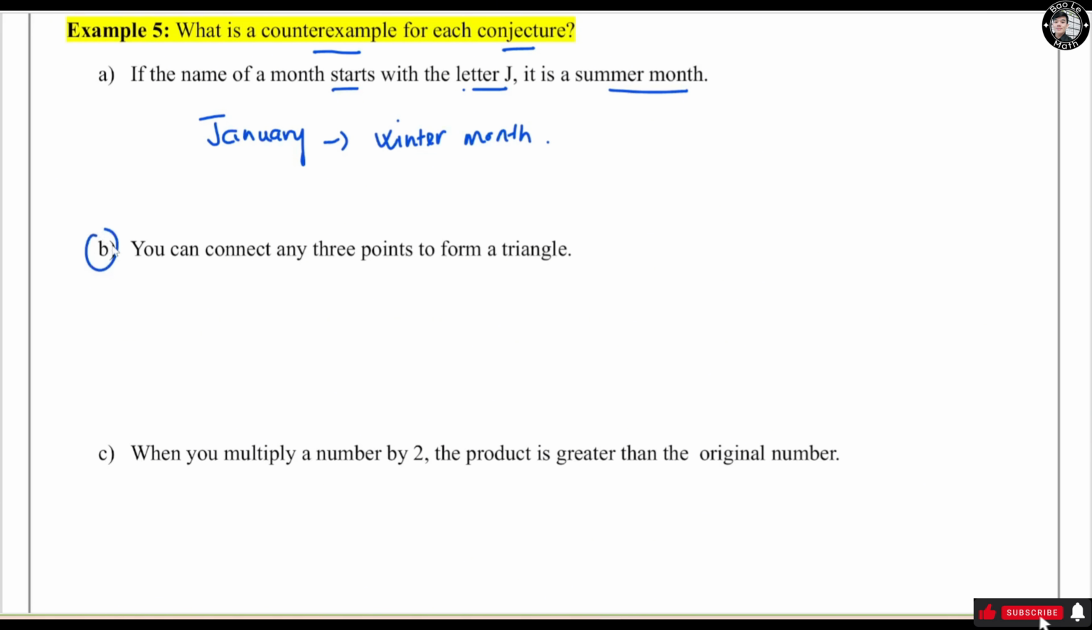Now question B. You can connect any 3 points to form a triangle. Alright, it's not correct, right? If 3 points are non-collinear points, then yes, right? But if 3 points are collinear points, it's not a triangle, right? For example, I have A, B, C. Collinear points stay on the same line.